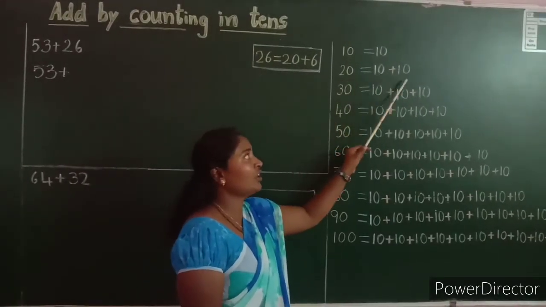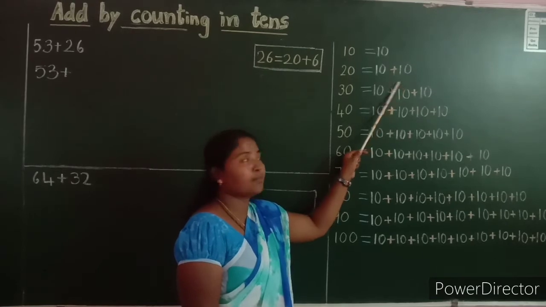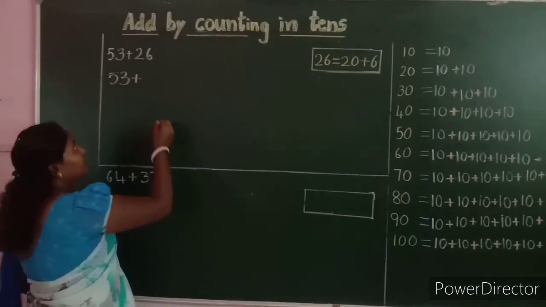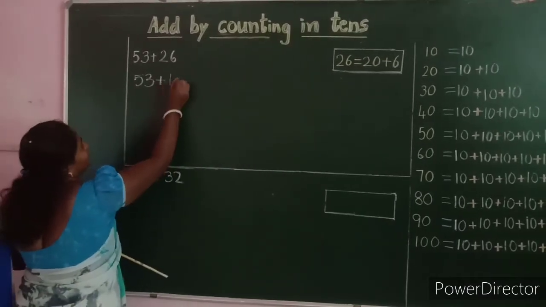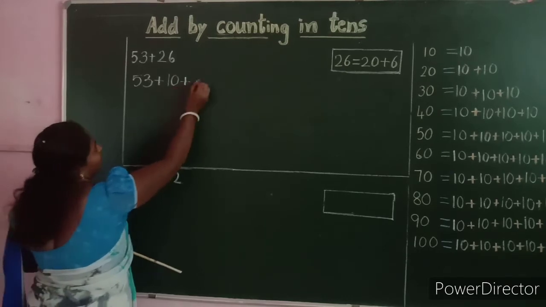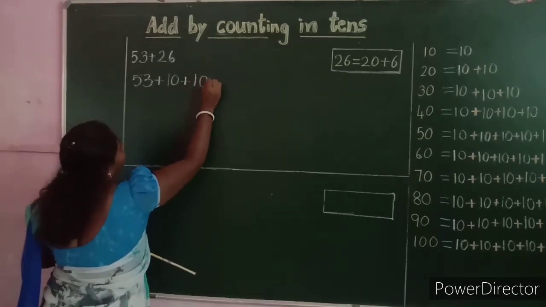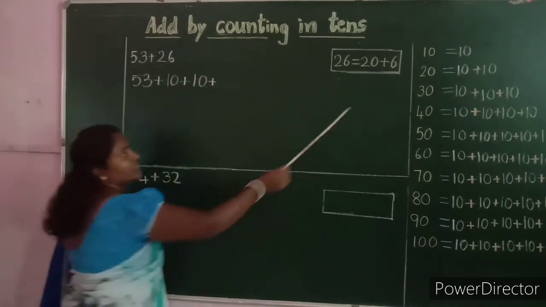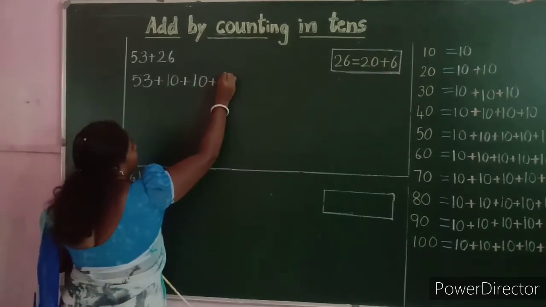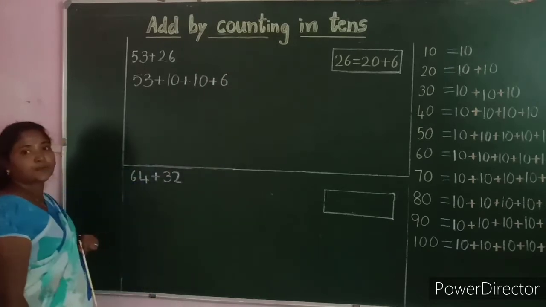Here, there are 2 tens that make 20. How many tens, right? Yes, 2 tens make 20: 10 plus 10. The remaining ones place is 6. 6, right? As it is.